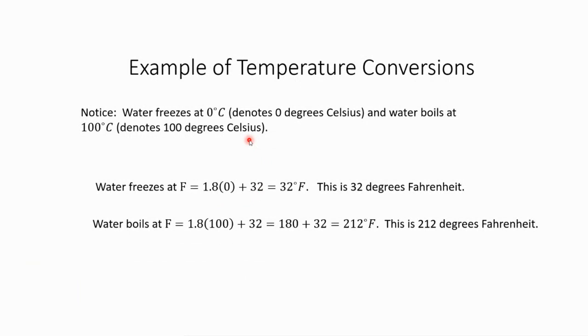So this is just an example. We know that water freezes at 0 degrees Celsius and it boils at 100 degrees Celsius. I guess you could take that as a definition if you want. Then how do we know what the corresponding temperatures are in Fahrenheit? In other words, when would water freeze in degrees Fahrenheit? Well, we're just using the equation. We plug in 0 for C, right?